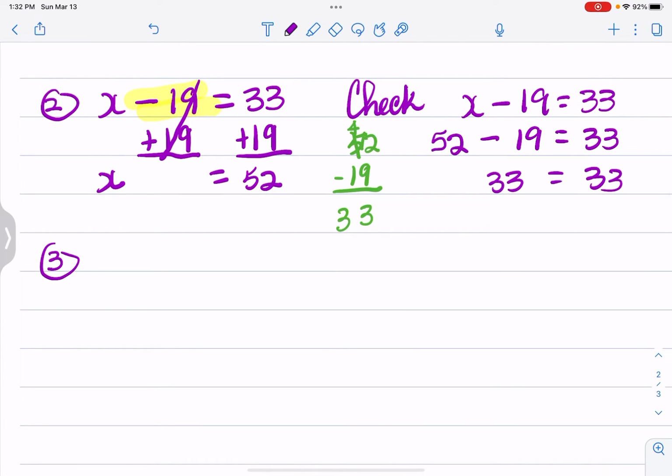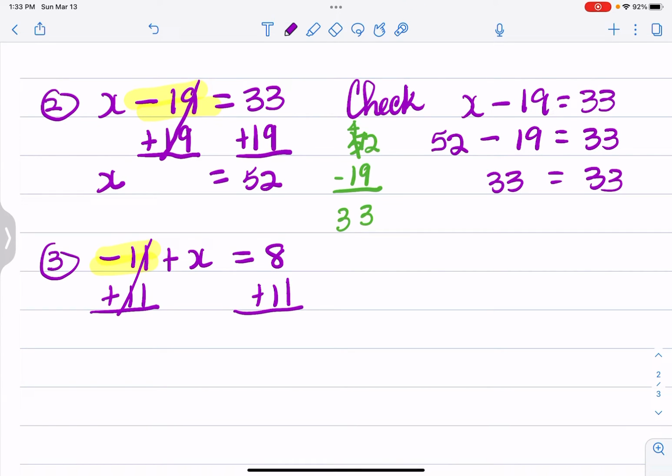Example 3. If I have negative 11 plus x equals 8. Again, look at what is happening to your variable. Again, the opposite of negative is positive. So positive 11 on both sides. I'm adding 11 on both sides. Minus 11 plus 11 is 0. X is going to equal 19.